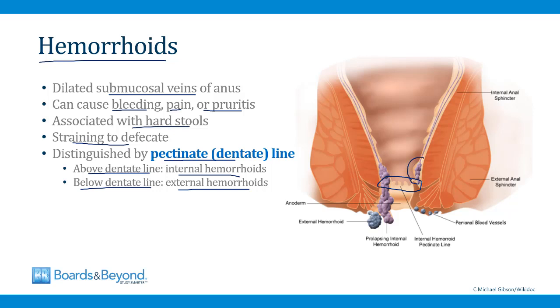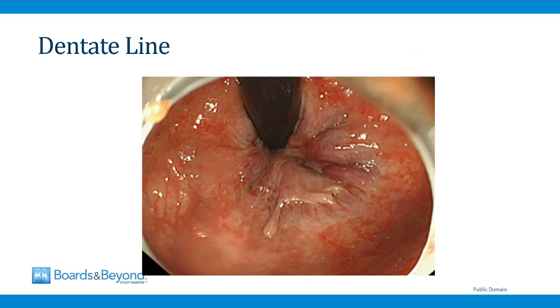This is an internal hemorrhoid above the dentate line. This is an external hemorrhoid below the dentate line. And then sometimes you can have internal hemorrhoids that prolapse all the way outside of the anus. This is a prolapsing internal hemorrhoid shown here. And here's a picture through an anoscope. I just want to point out to you that you can see the dentate line here. It's easy to identify visually with anoscopy, and we'll talk more about anoscopy in a minute.